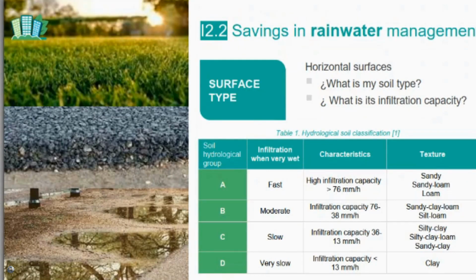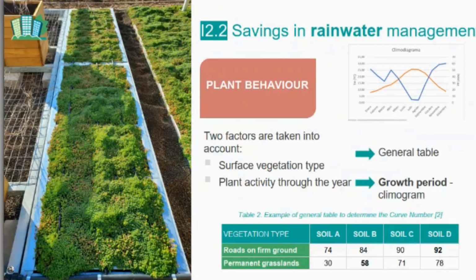The next factor to consider is the type of surface. For this, we will look at horizontal surfaces, their texture, and how rainwater infiltrates through them. The vegetation cover is also an active part of the rainwater infiltration processes. Here, we will consider two factors: the type of vegetation we have and the activity of the plants throughout the year. Although it could be necessary to carry out experiments to determine the real infiltration capacity of the installed vegetation cover, we can assume that we start from a bare soil in the previous situation, and after the actions, we move on to an intensive type of vegetation.